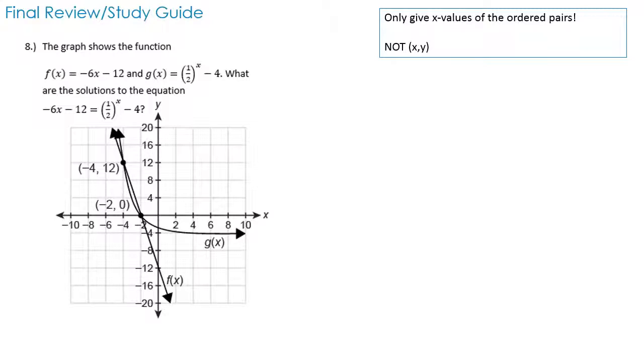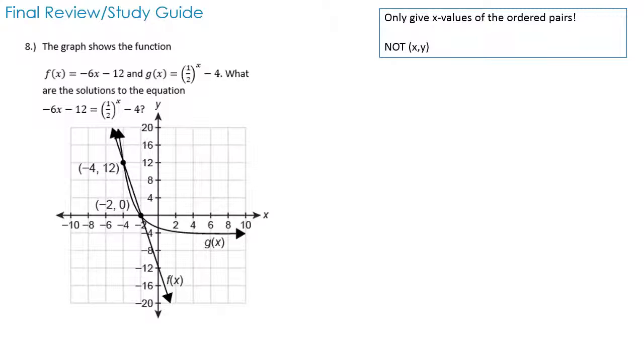For number 8, we're given that the graph shows the function f of x is equal to negative 6x minus 12 and g of x is equal to 1/2 all raised to the x power minus 4. What are the solutions to the equation f of x is equal to g of x? So the graph will already be given for you. And for this one, unlike number 7, where we graphed it and then we listed it as the ordered pairs, for number 8, you're only giving the x values. So when you're putting your answers in, you are only selecting the x values. You are not doing the ordered pairs like you did with number 7.